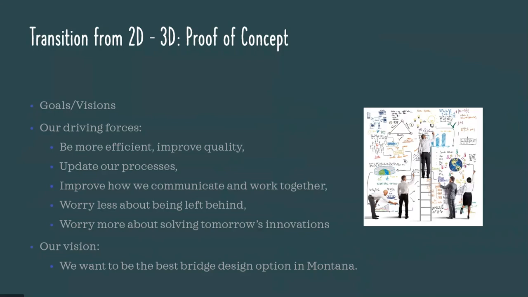And one thing that I can't stress enough is figure out some goals and visions, figure out what you really want to do. We want to be more efficient. We want to improve quality, update our processes, and we wanted to communicate better. And I won't read all those, but I think the number one thing is to form those goals and visions and find some folks to help you do that. And that's what we did.